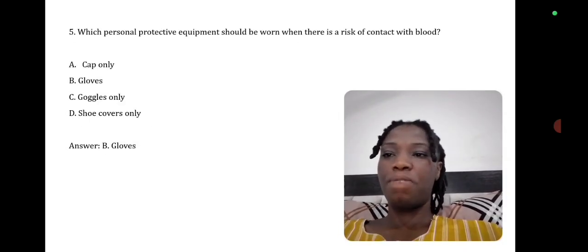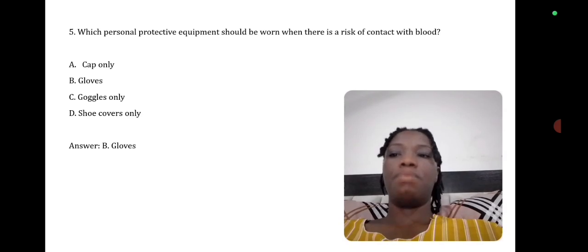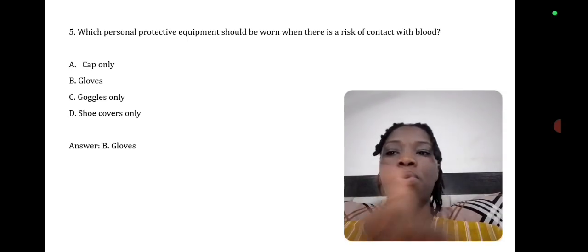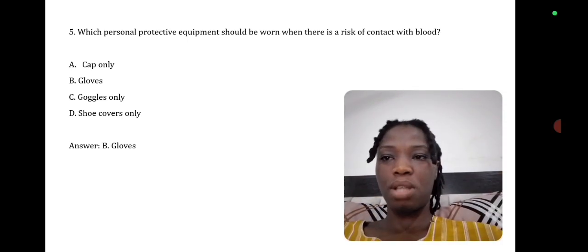Next question, question 5. Which personal protective equipment should be worn when there is a risk of contact with blood? Personal protective equipment, PPE. That's personal protective equipment.